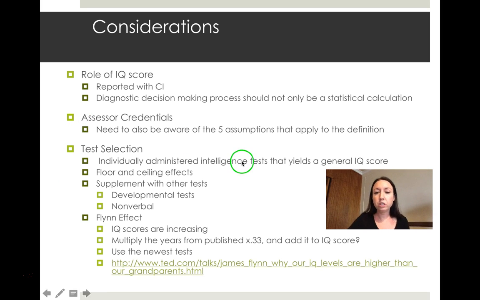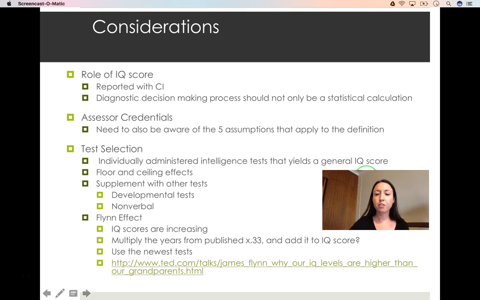So additional considerations. That's not good, not covering anything.